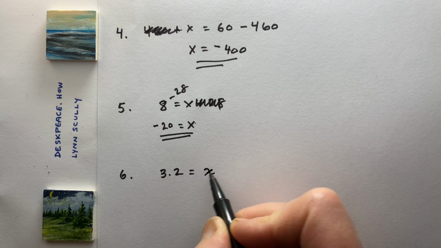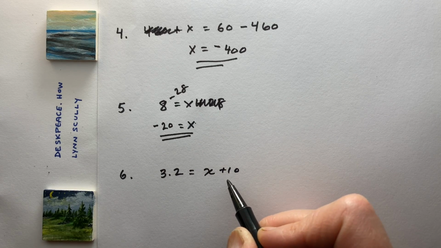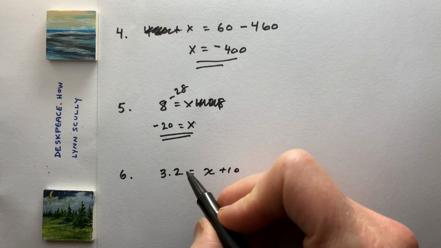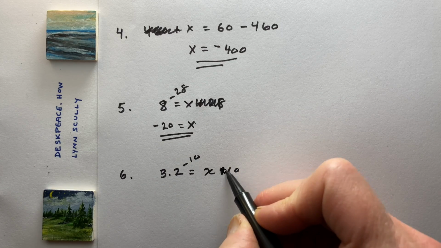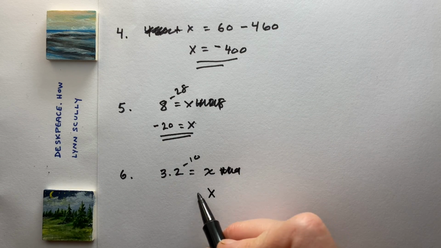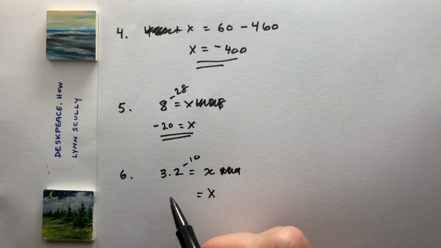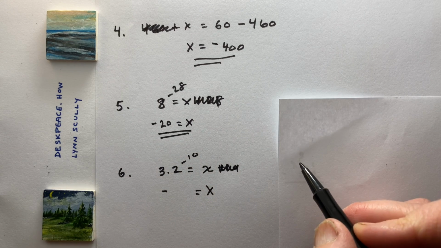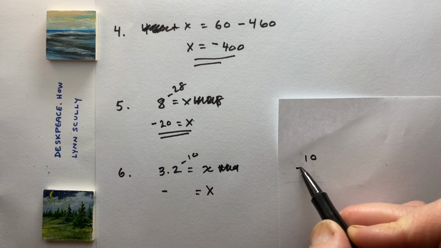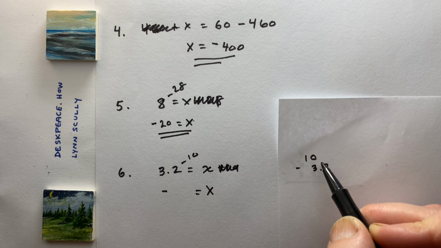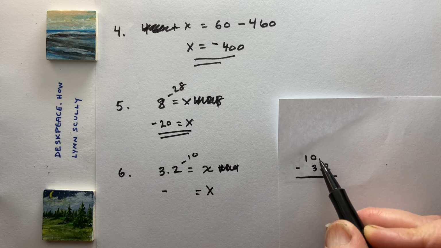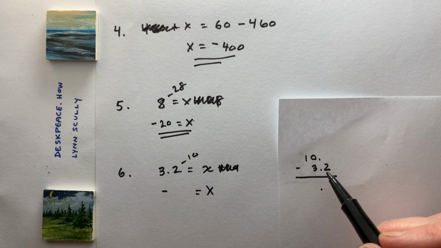3.2 equals x plus 10. I want to get x alone. 10 is attached by addition. Move it by subtraction to the other side of the equal sign. I'm getting x equals, well, it's going to be negative, and I have to come over here and do that math. 10 minus 3.2. Put a decimal there so I can line up my decimals, and they come right down.